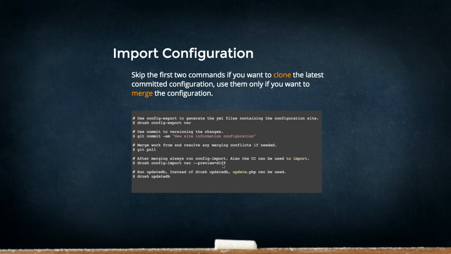The last time I checked, it wasn't, but I saw it was a preview diff, but that's doing the config import. So if you do the Drush config import, the folder of your configuration, and then you add the preview diff, it's going to show you the differences in a list, and then you can decide if you want to continue with the import or not.